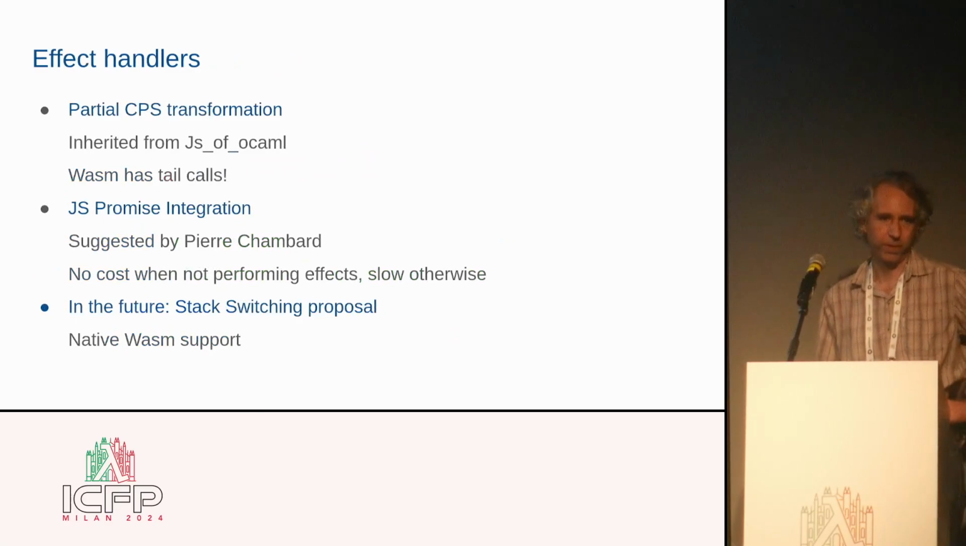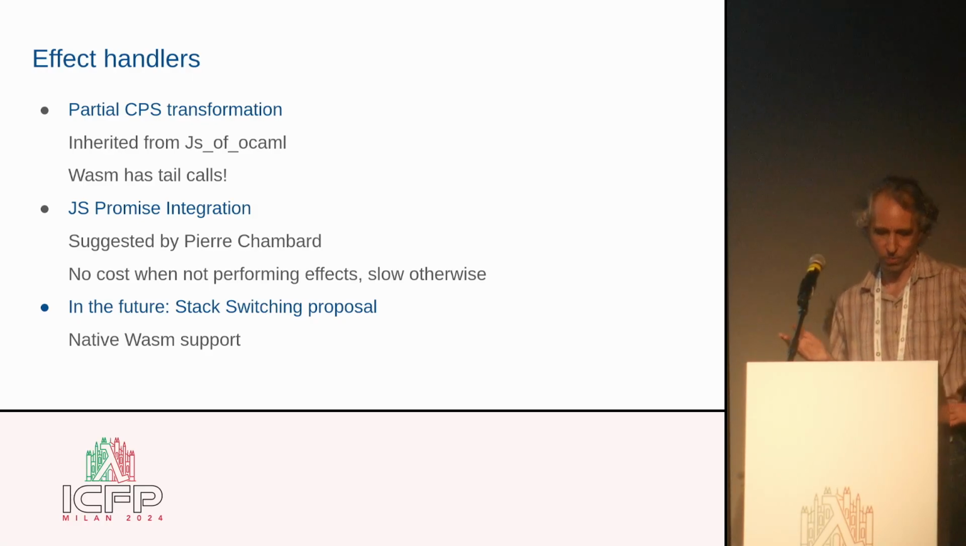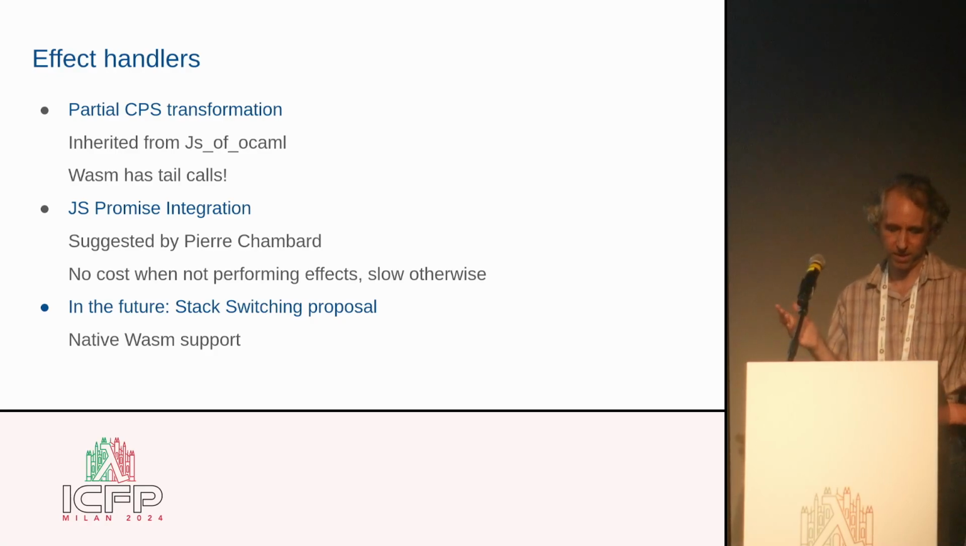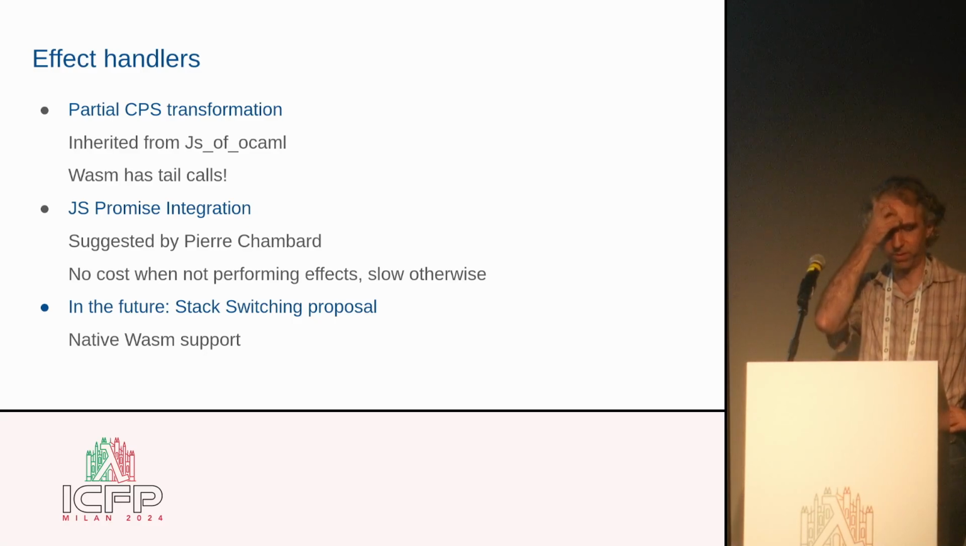I've implemented effect handlers in two ways, actually. One is inherited from JSOO Caml, which supports effects by a partial CPS transformation. And it's simpler in WASM because WASM has tail calls, so you don't need to implement a trampoline to avoid exhausting the stack.